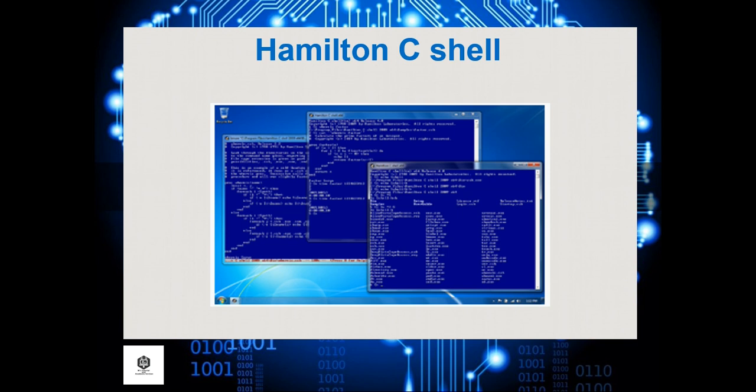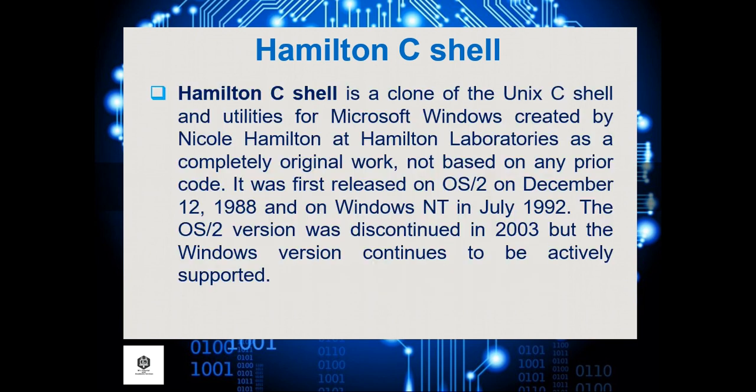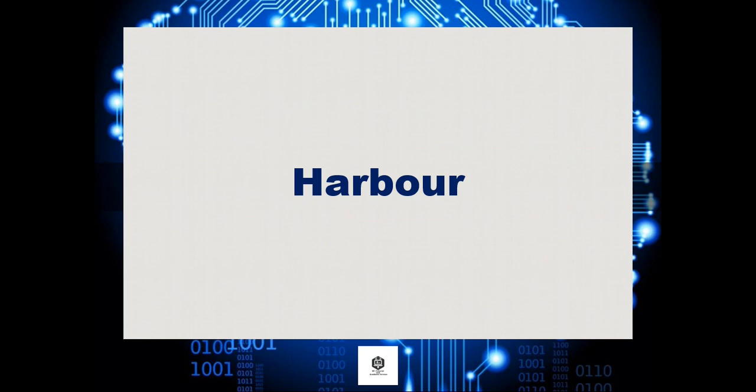Hamilton C shell. Hamilton C shell is a clone of the Unix C shell and utilities for Microsoft Windows created by Nicole Hamilton at Hamilton Laboratories as a completely original work, not based on any prior code. It was first released on OS/2 on December 12, 1988, and on Windows NT in July 1992. The OS/2 version was discontinued in 2003, but the Windows version continues to be actively supported.